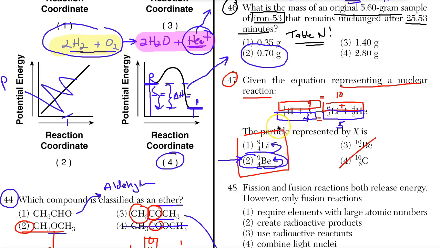And again, as I'm a broken record, these types of problems are also in part 2. I've seen part 2s where they gave this reaction, said fill it out, and they would just leave this blank, and you'd have to give the right numbers on top and the right chemical symbol.